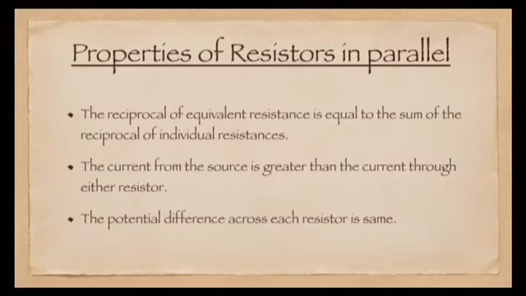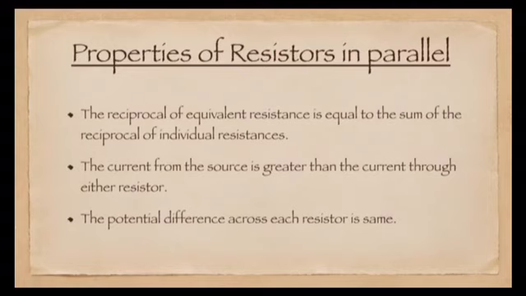The next point: the current from the source is greater than the current through each resistor. The second point is saying that in the parallel arrangement the current will not be constant. It will be different for the different resistors. It may be the same also. We will learn it more clearly in our next slide.